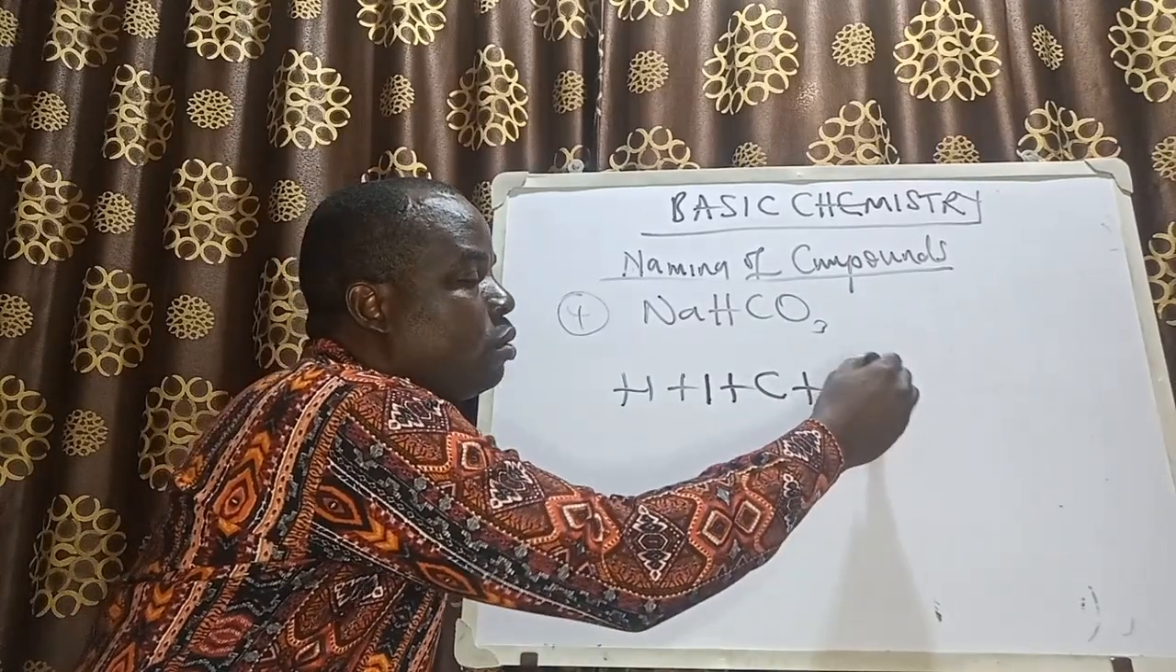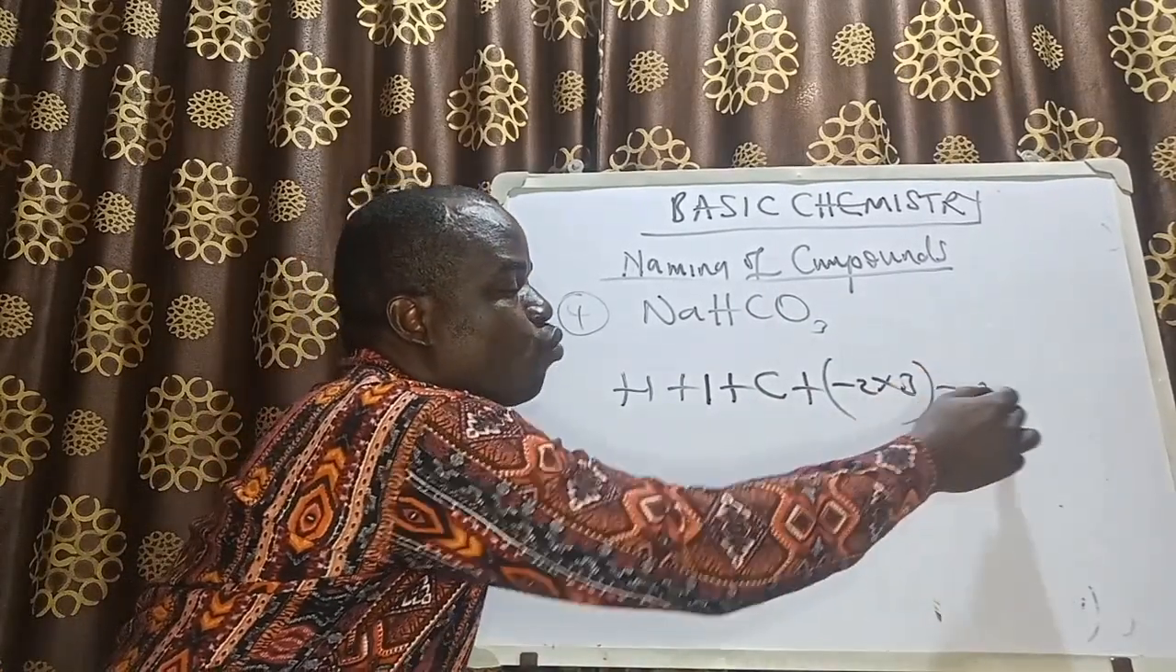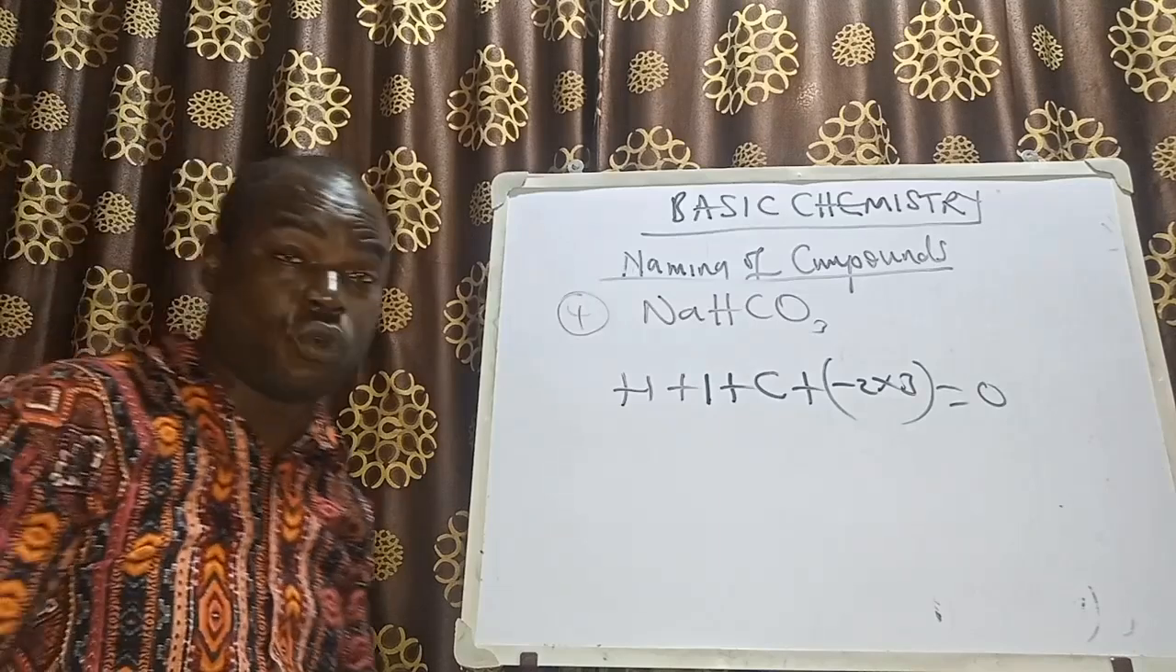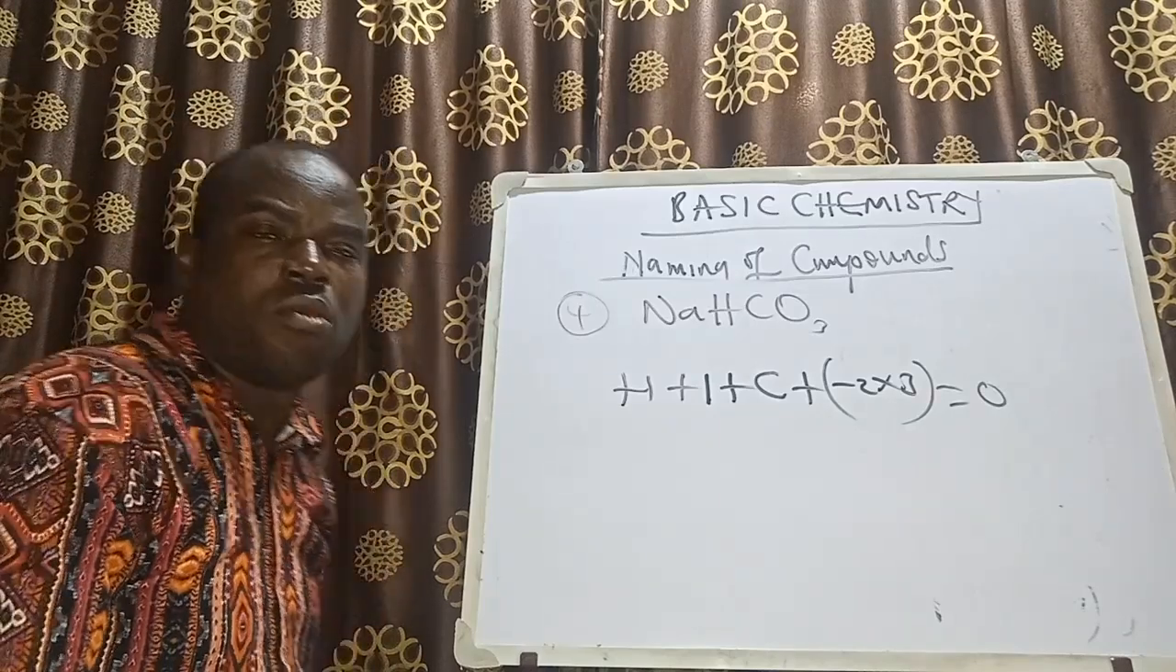Oxygen is -2 times 3. So as usual, equate it to what? 0. Don't forget, equate to 0. Now, let's find the carbon.